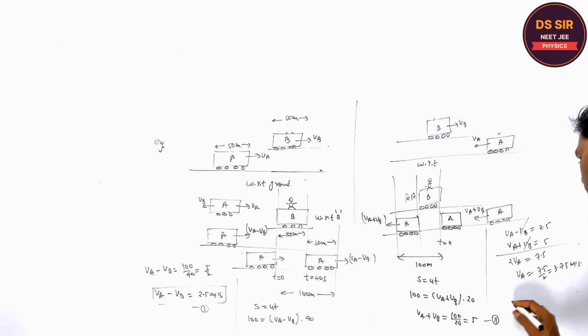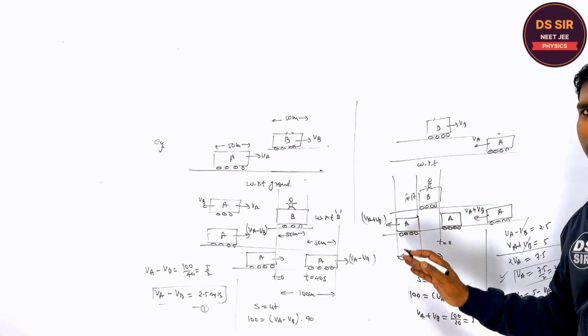And what is the velocity of B? VB is equal to 5 minus VA. 5 minus VA. VA come this side. 3.75. 1.25 meter per second. So this is the velocity of B and this is the velocity of A for this question.